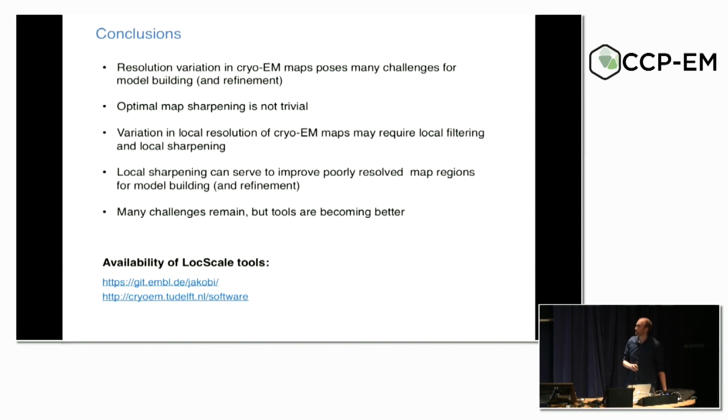So Phenix, for example, just released Auto-Sharpen, and that is also able to do local sharpening. And all of these tools are freely available, so you're welcome to download them. They're also, thanks to Tom, integrated into CCP-EM, and Oscar just told me that they also had plans to put this into Scipion. With that, I'm happy to answer any questions.